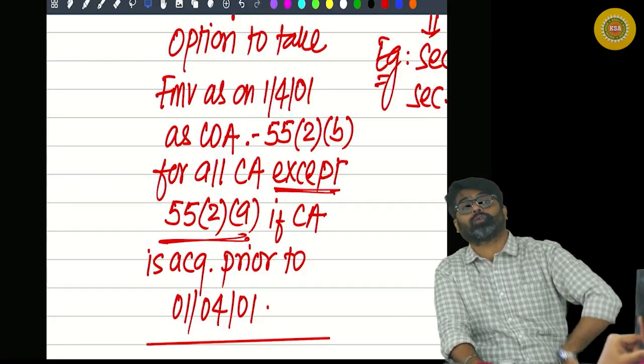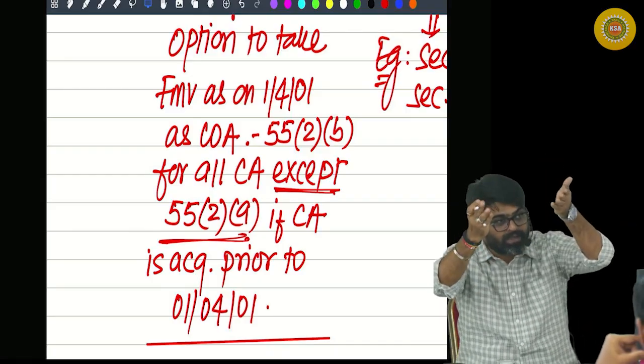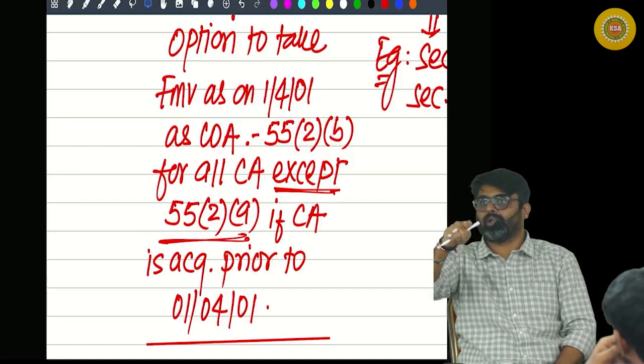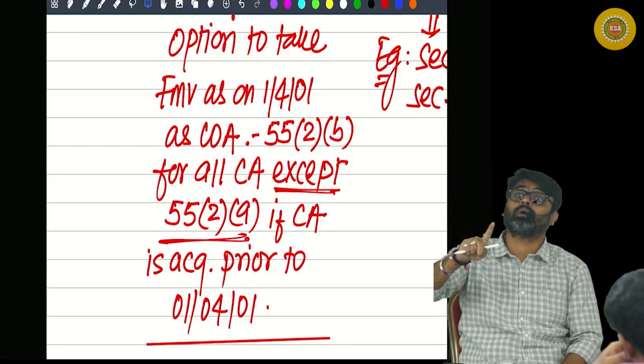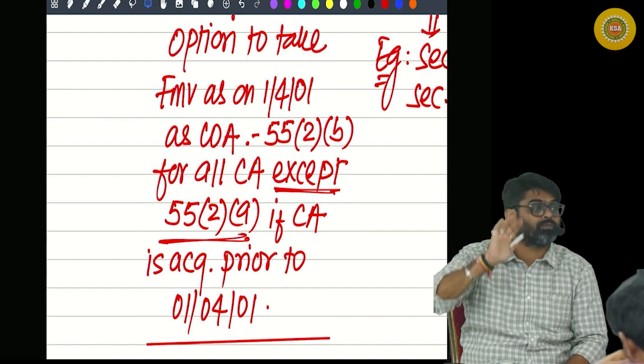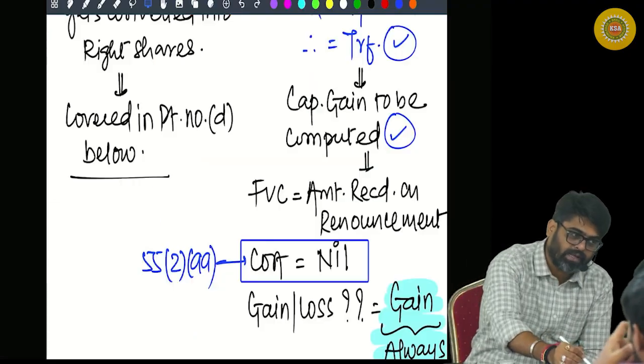What will be your actual cost? The amount paid to the company to acquire the right shares, 300 rupees per share, will be your actual cost, or the fair market value as on 1st April 2001, whichever is higher.